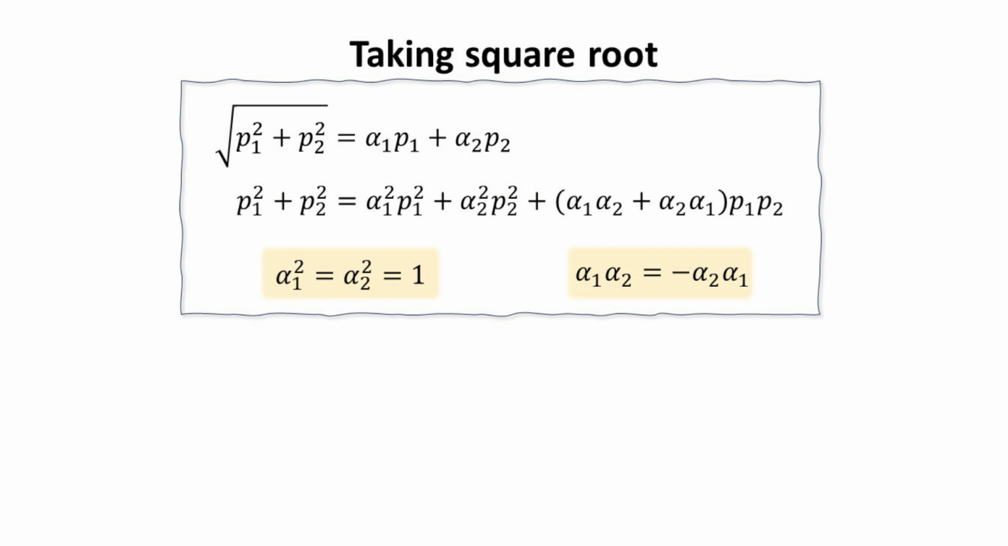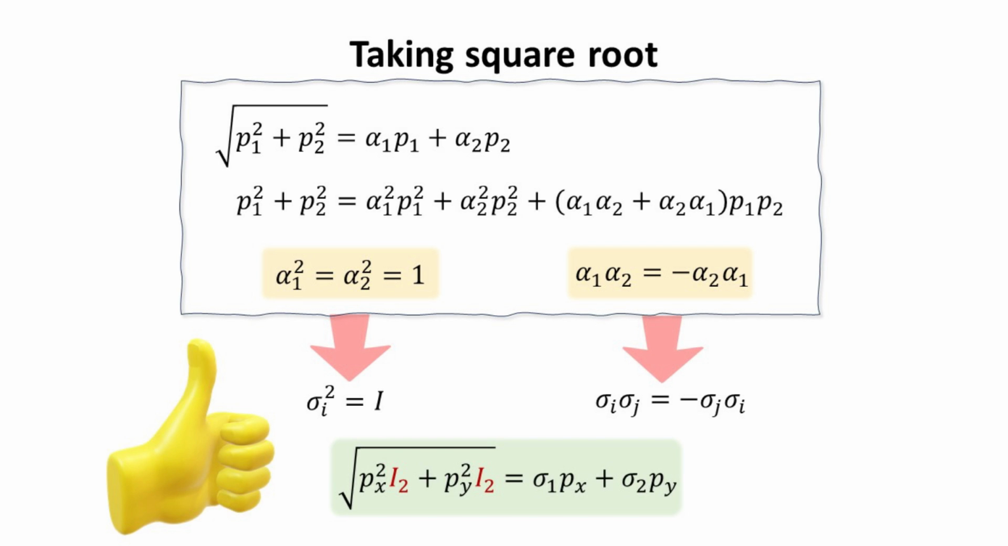Now let's return to our original problem and check what happens if we let the alphas be the Pauli matrices. We see that the Pauli matrices indeed respect these two conditions as shown. Thus, we can take the square root of px squared plus py squared, provided they are 2 by 2 matrices as shown. Of course, any two of the Pauli matrices would do the job.